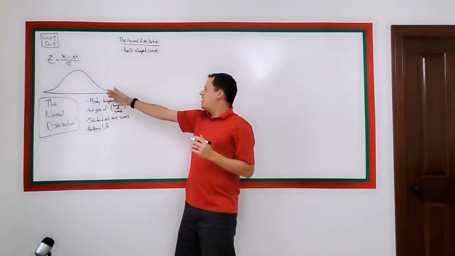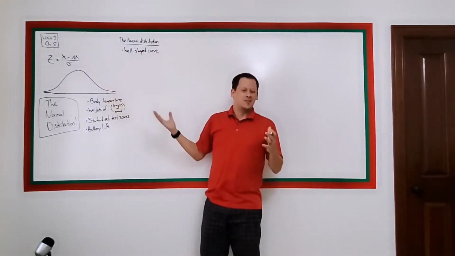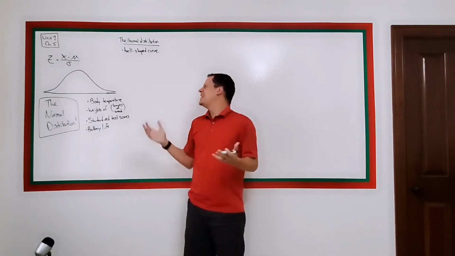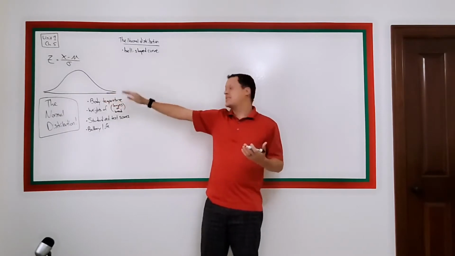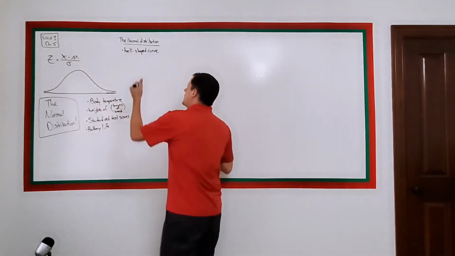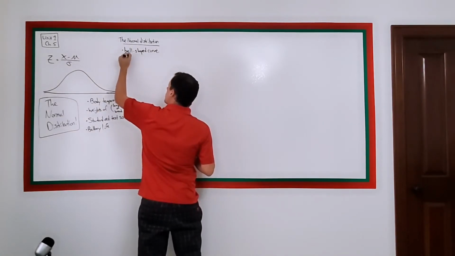This is what we call a bell-shaped curve. It's not perfect, but if you think of the Liberty Bell, if you've seen a picture of it, it's that general shape, and that's the generally accepted term for what this looks like. It is unimodal and symmetric.